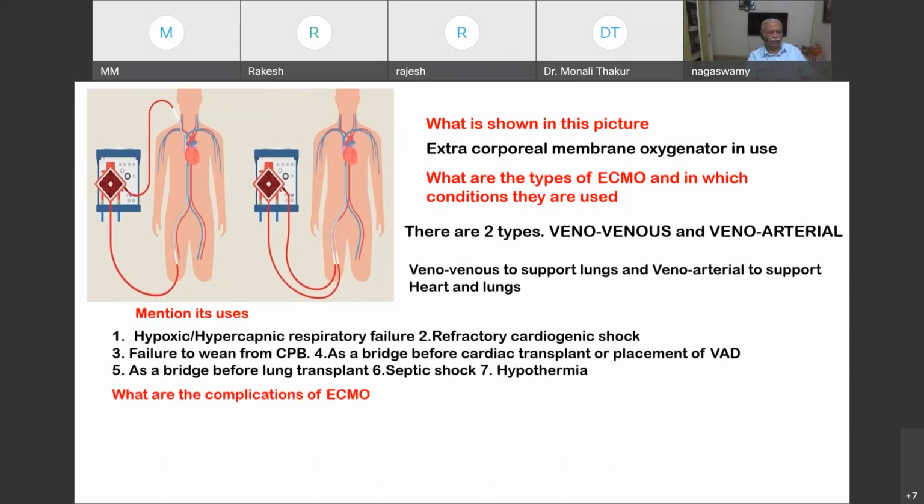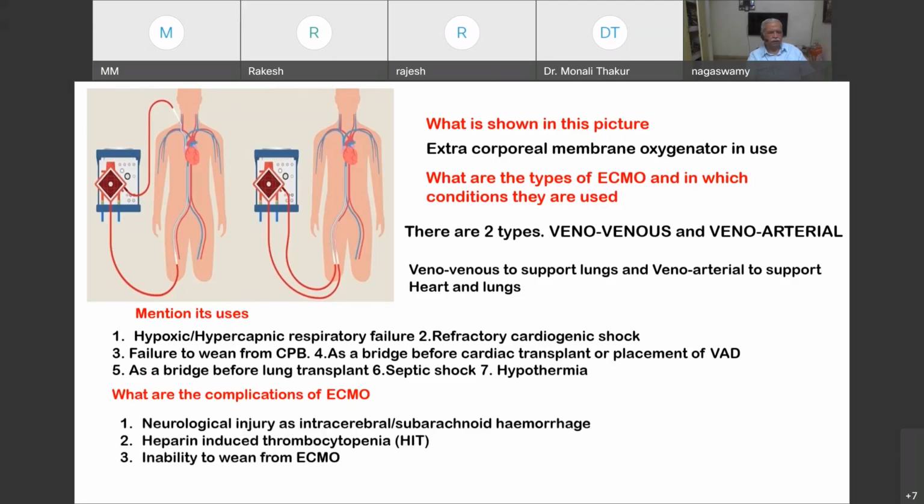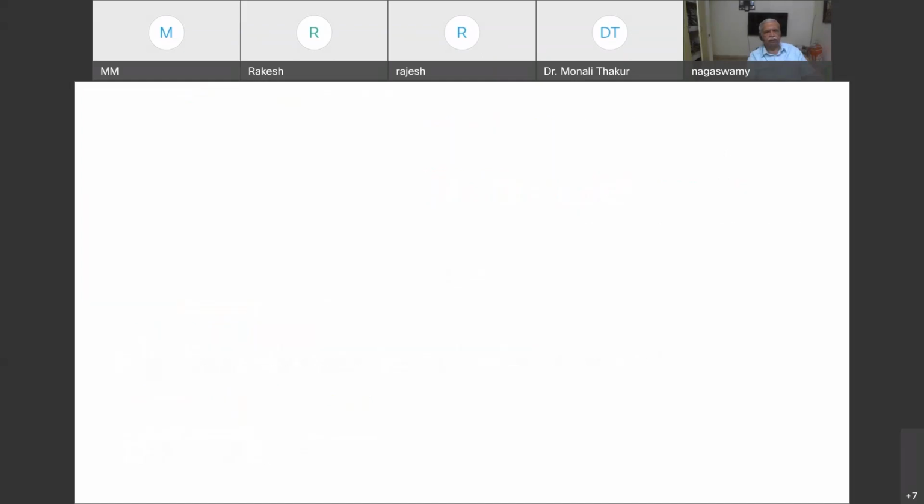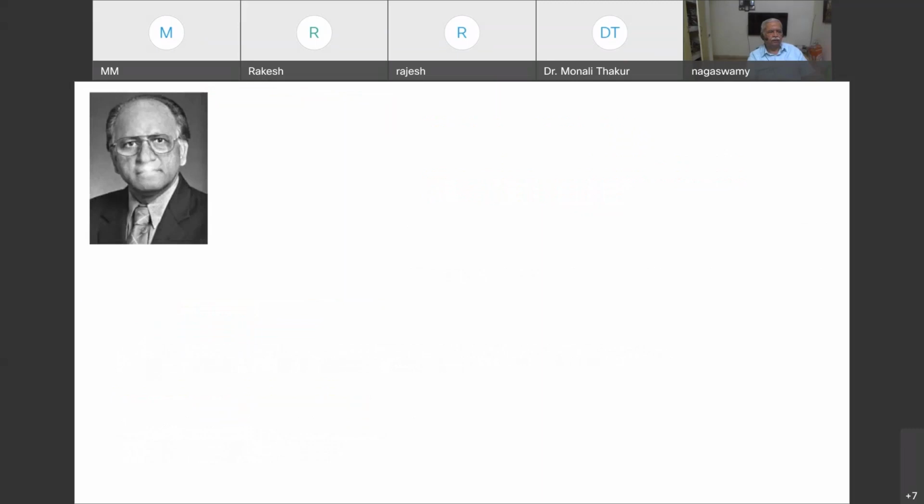What are the complications of ECMO? Any invasive procedure, you require heparinization. So it can lead to bleeding, neurological insult, heparin-induced thrombocytopenia, inability to wean. All these things are problems.